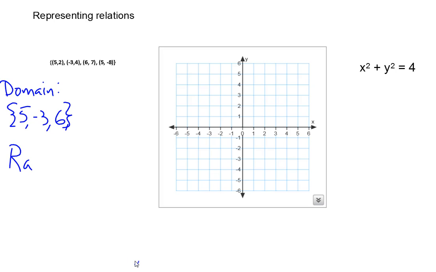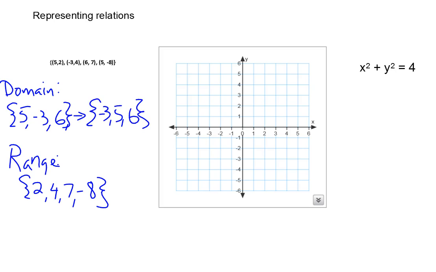My range would just be your y values. So my y values in this are 2, 4, 7, and -8. Now, in both of these, I'm kind of a bad boy because I really should list these in order from smallest to largest. So my domain, I'm going to write as -3, 5, and 6. And my range, I'm going to list as -8, 2, 4, and 7. And that's my domain and range of that relation.